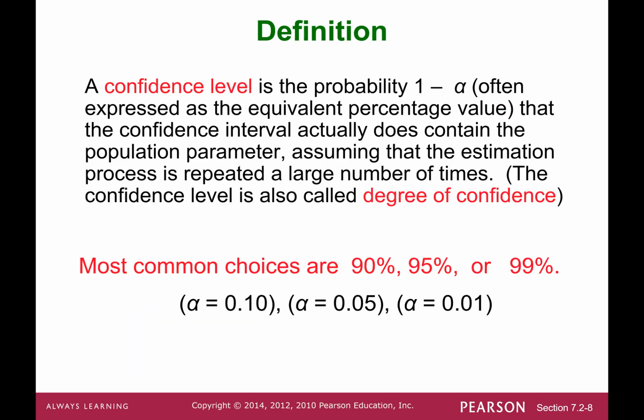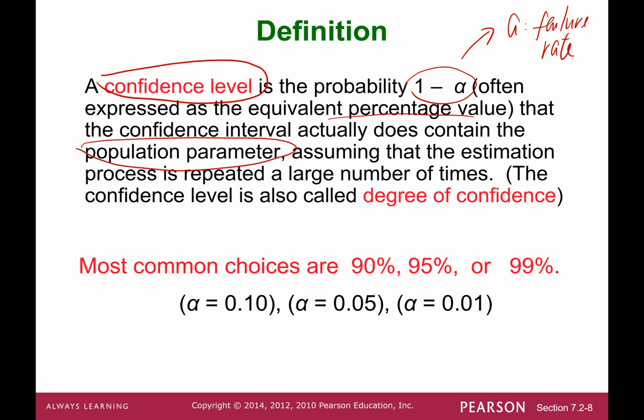Now, the confidence level is different from the confidence interval. The confidence level is the probability 1 minus alpha. Alpha is what we call the failure rate, and 1 minus alpha is the success rate. It is usually expressed as the equivalent percentage value that the confidence interval actually does contain the population parameter, assuming that the estimation process is repeated a large number of times. The confidence level is also called the degree of confidence.